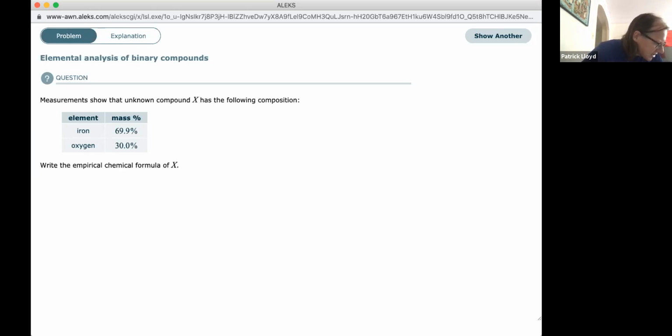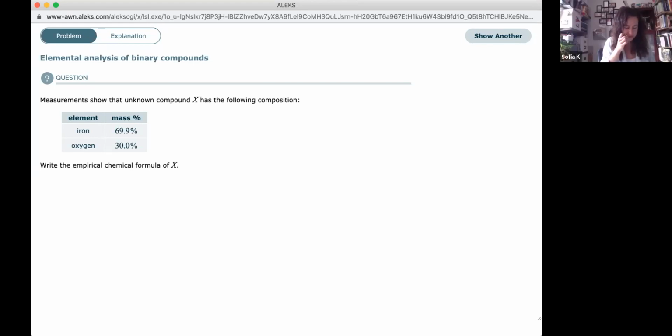But in this problem, it says to find the empirical formula of X. And the empirical formula, that's one of the experiments we do in the laboratory, is we find the empirical formula of a copper oxide compound. So this is a similar type of problem that we do in the laboratory. So let's take a look at it.